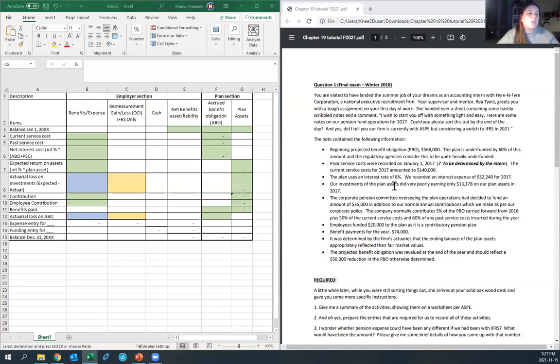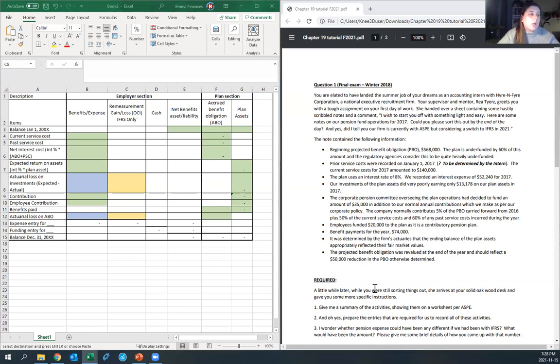The corporation normally contributes 5% of the BPO carried forward from 2016, plus 50% of the current service costs and 60% of any past service costs occurred during the year. Employees funded $20,000 to the plan as it is a contributory pension plan. Benefit payments for the year $74,000. It was determined by the firm's actuaries that the ending balance of the plan assets appropriately reflected their fair market values. And the projected benefit obligation was re-evaluated at the end of the year and should reflect a $50,000 reduction in the BPO otherwise determined.